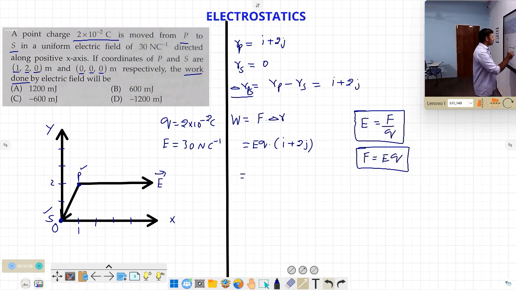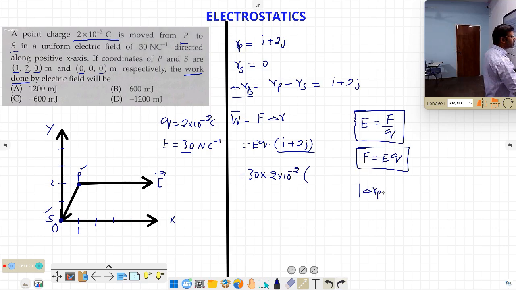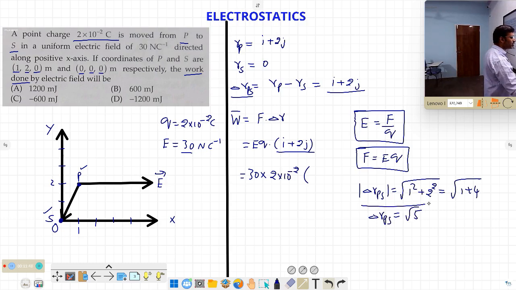Now what is the E value? It is already given in magnitude, so there is no much difficulty. And what is the charge Q? That is also given, 2 into 10 power minus 2 coulombs. This i plus 2j is given in vector form, but work is a scalar, so we need the magnitude. The magnitude of delta r from P to S is the square root of 1 square plus 2 square, that is root of 1 plus 4, which is root 5 units. So the change in position in terms of magnitude is root 5.